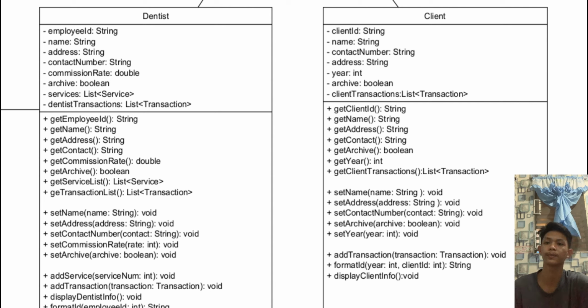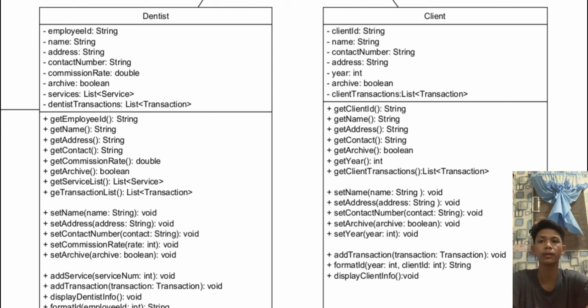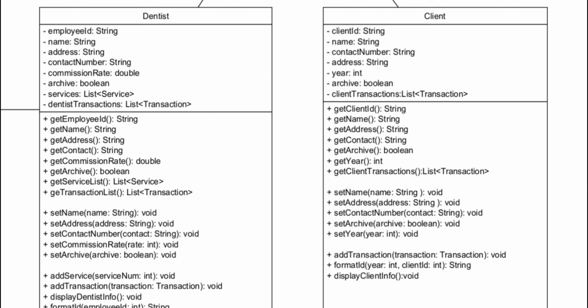Services, list of services. This list indicates which procedures or treatments that dentist can perform. Dentist transactions, a record of each client interaction stored as transaction objects. The methods in dentist are just as important. Dentist is the constructor that sets up these attributes, adding at least one service initially. Add service lets us expand the dentist's service offering. Add transaction records a new patient visit. Display dentist info prints out all relevant details for quick viewing.